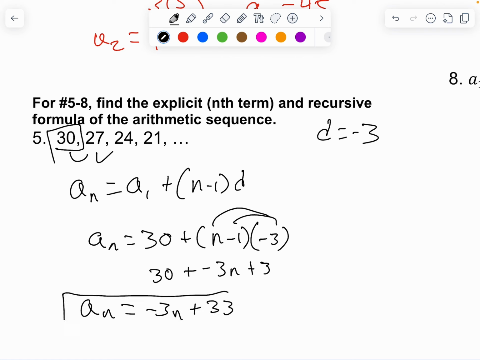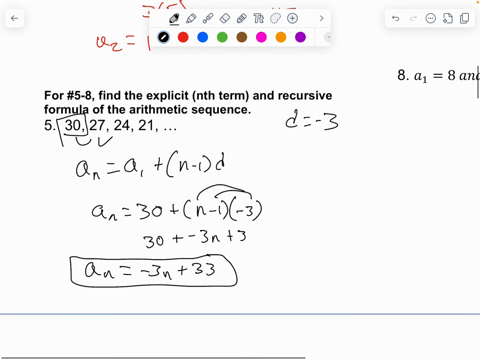Now we've built an elevator. If I needed to know the 50th term, I would plug 50 in for n and solve. And that would tell me the value of my 50th term. Okay, so that's the explicit.